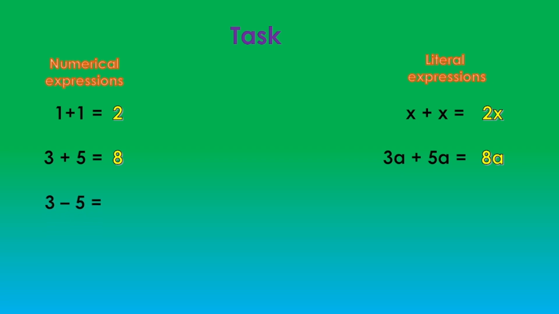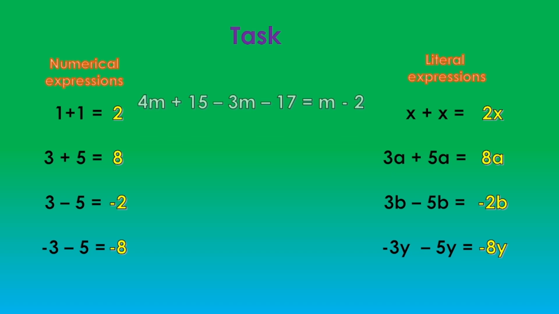3 minus 5 equals -2, and 3 bananas minus 5 bananas equals -2 bananas. Why? Because we paid off the debt, but not completely. We should give 2 more bananas. 3b minus 5b equals -2b. -3 minus 5 equals -8. Why? Because we had a debt of 3, and also a debt of 5 was added, and we got -8, and accordingly, -3y minus 5y equals -8y.